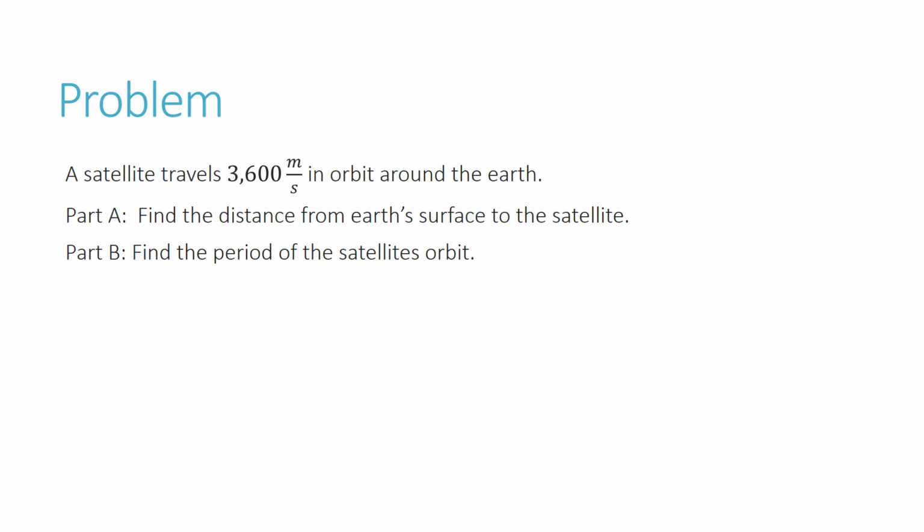Okay, this problem states a satellite travels 3,600 meters per second in orbit around the Earth. Part A is find the distance from Earth's surface to the satellite. Part B is find the period of the orbit, the satellite's orbit.